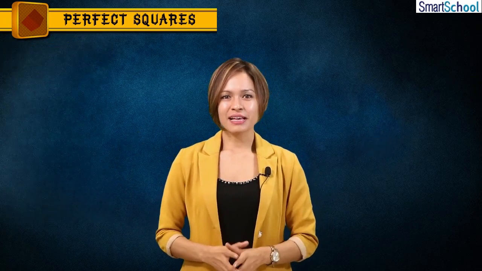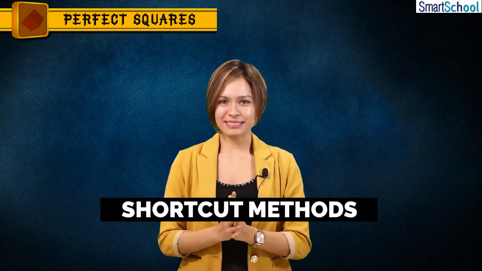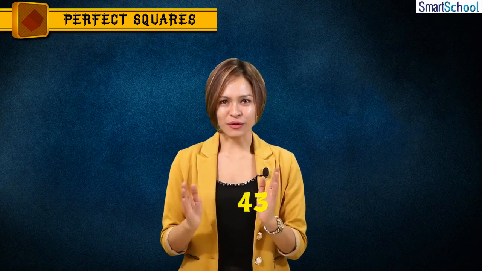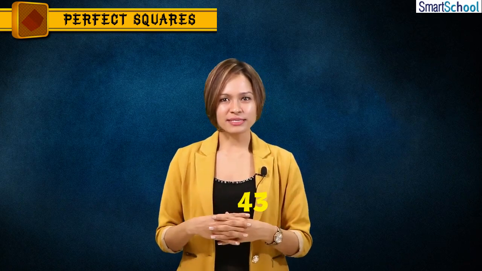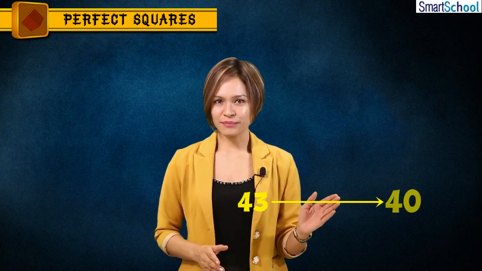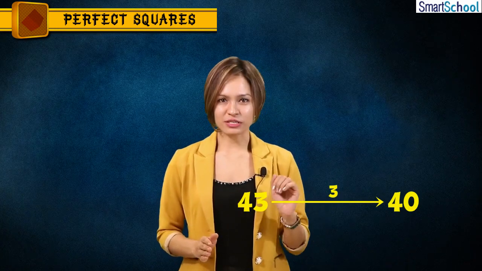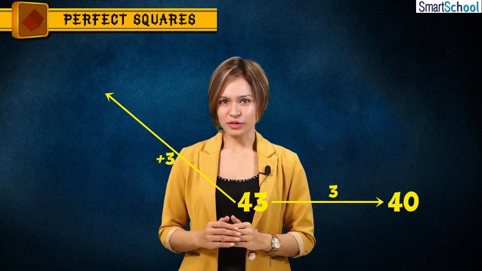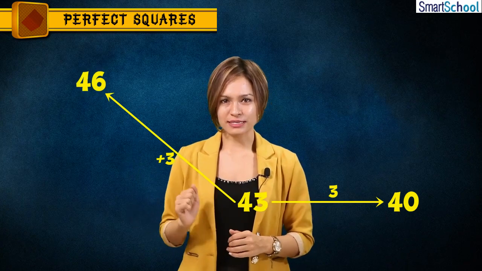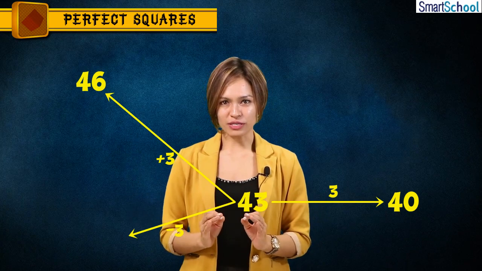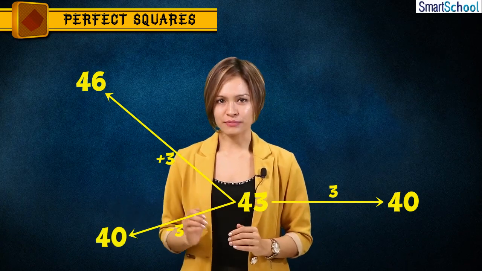Let's now discuss how you can determine the perfect squares of various numbers through shortcut methods. Let's take an example. So, let's say that we have to determine the square of 43. The nearest tens to 43 is 40. So, 43 is 3 distance away from 40. Add 3 to 43, we get 46. Subtract 3 from 43, we get 40.